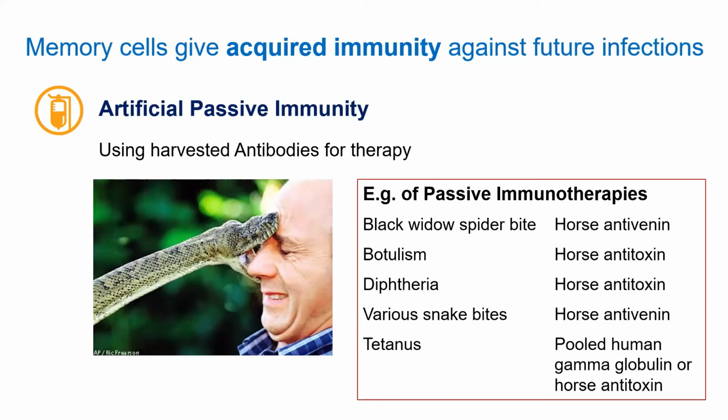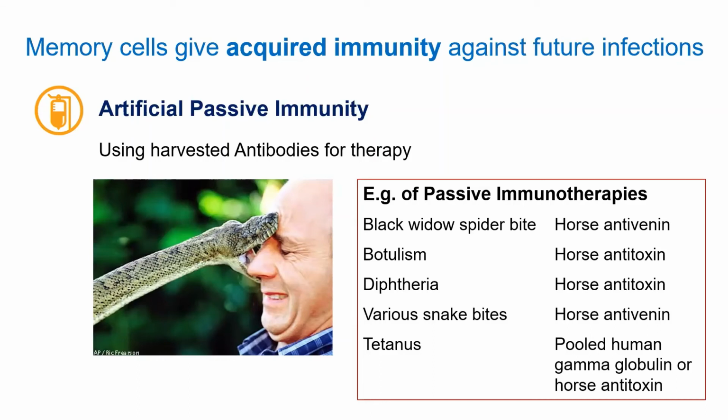And how is this done? It's often done in horses, because they're large mammals, and that means you can take a liter of blood and the horse isn't going to miss it. They start with very, very small quantities of the toxin and inject a little bit into the horse, and then they build it up and inject more and more until the horse produces a very strong immune response.